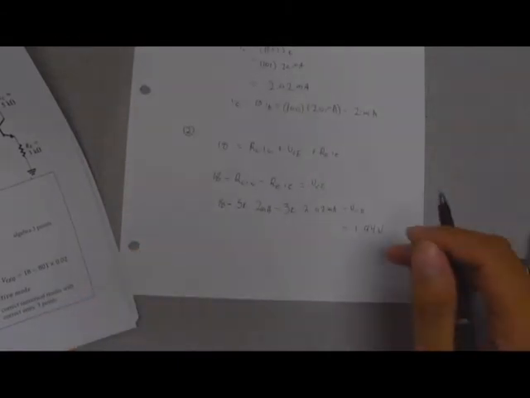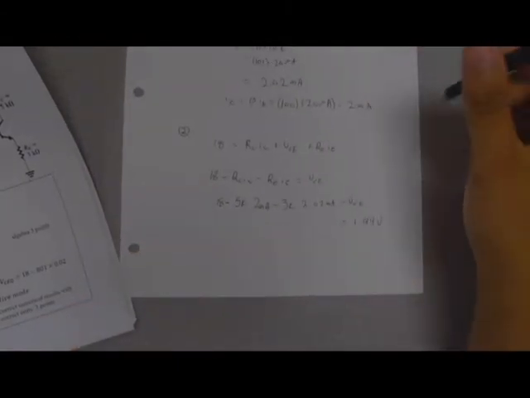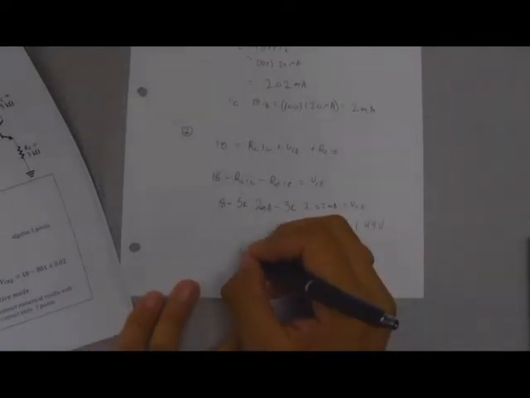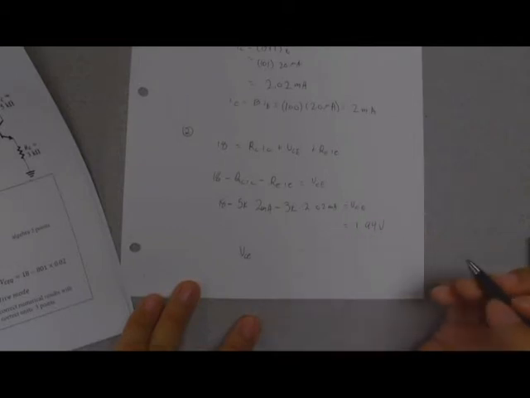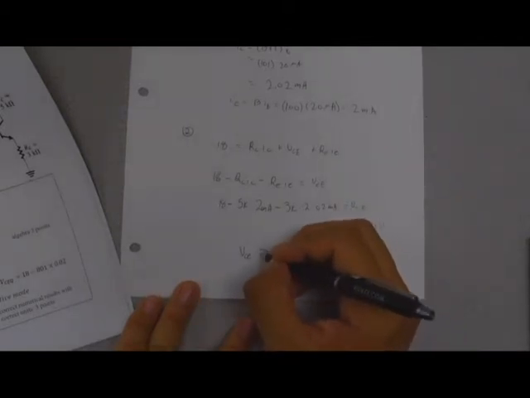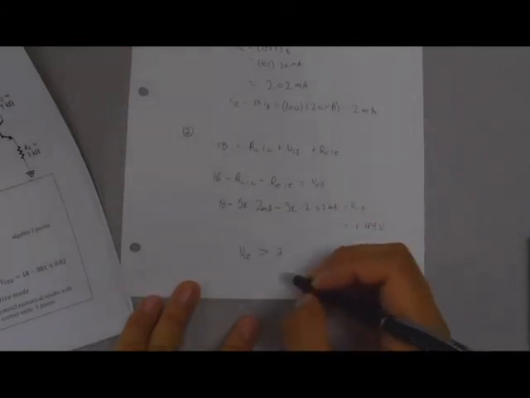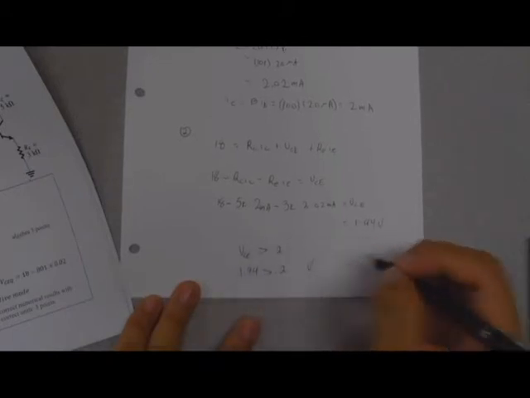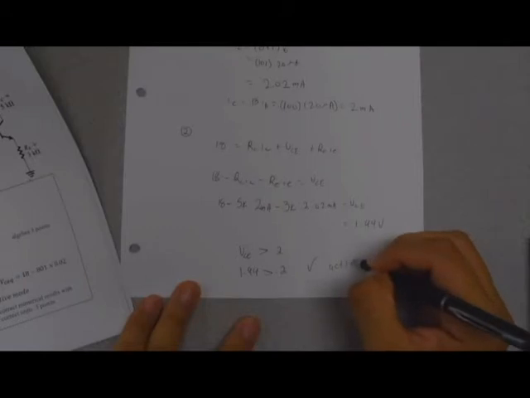And here we're going to check to make sure that we are in the region that we're thinking we are in. So assuming that this is in the forward active region, that means that VCE has got to be greater than 0.2 volts. And since 1.94 volts is greater than 0.2 volts, check, we are in the active region.